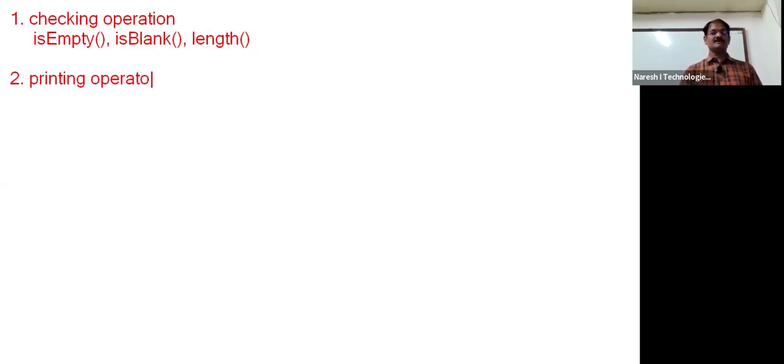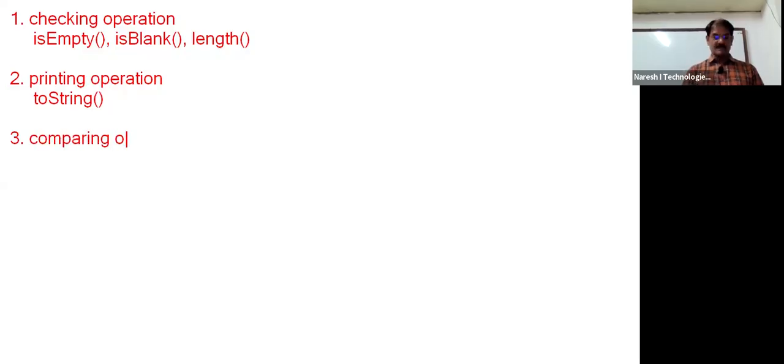Okay, printing operation purpose. What is the method? Only one method, that is what? ToString. Actually, ToString is meant for returning all characters, retrieving all characters, but most of the time ToString will be used in the form of what? Printing only. And next, third operation is what?